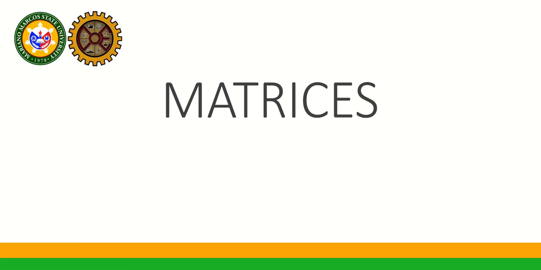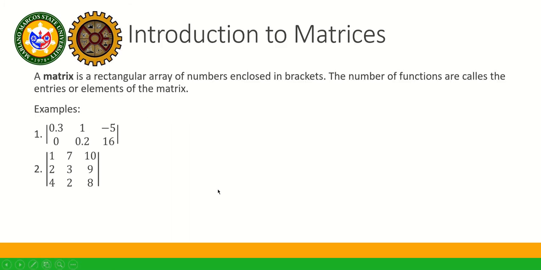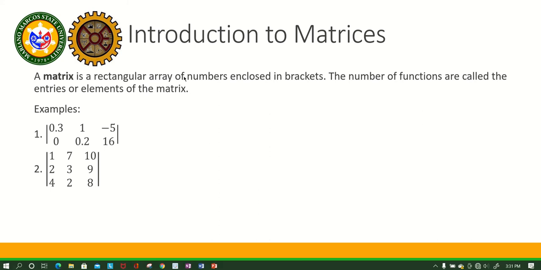Okay, so let's discuss the next chapter of our course, that is the matrices. So, what is a matrix? A matrix is a rectangular array of numbers enclosed in brackets. The numbers are called the entries or elements of the matrix. Okay, so these are examples of matrices.